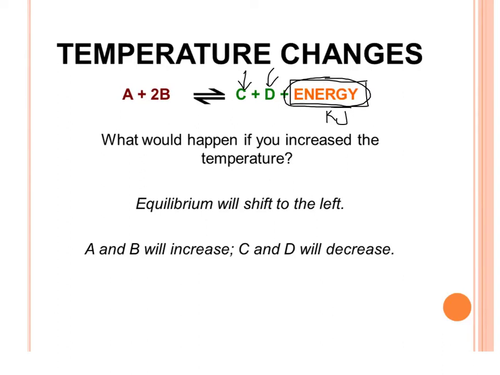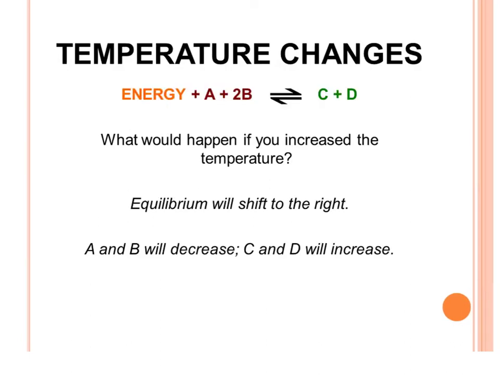If we were to increase the temperature in this system, we're increasing the amount of a product. So similar to the concentration changes, the equilibrium is going to shift to the left. It's going to want to get rid of this excess energy. It's going to react with C and D in the reverse reaction in order to try and restore equilibrium.